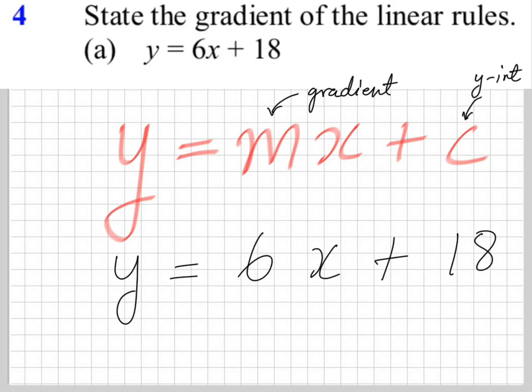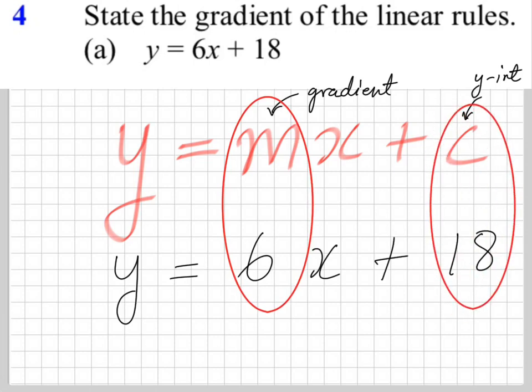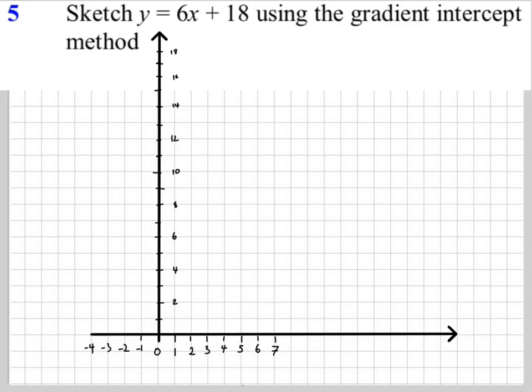So let's line them up. We should know that this here is our m, and this here is our c. But we're only after the gradient, so m is equal to 6. I think we've still got enough time to do question 5. To find out question 5, we need to sketch it.